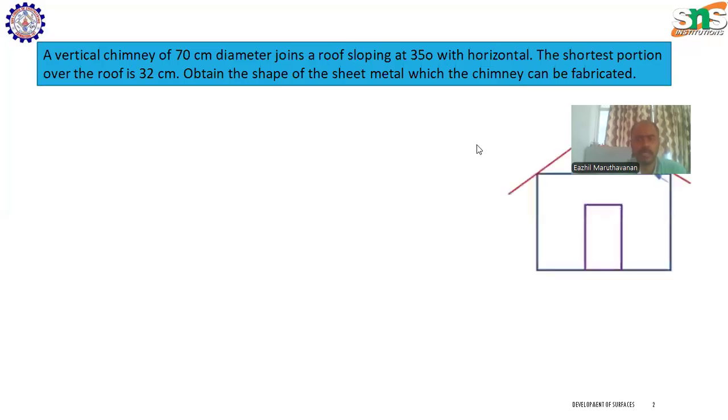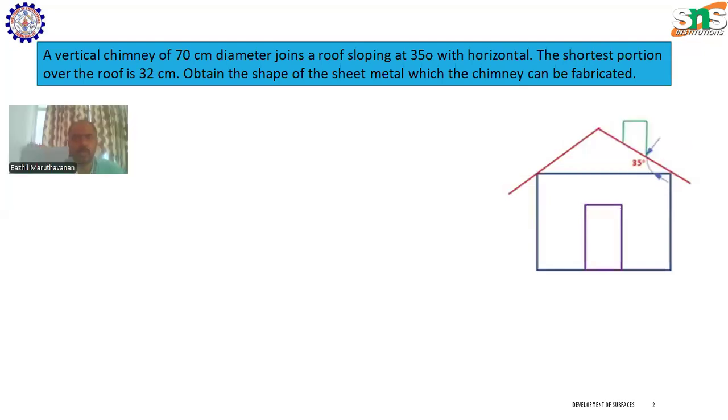Now we're going to see how the question can be explained in detail. Here, on the top of the roof, a chimney is kept. The shortest portion over the roof is 32 centimeter, and the roof is at an inclined angle of 35 degree. Here, we have to calculate how much material is required to fabricate this chimney. The chimney given is of cylindrical shape.